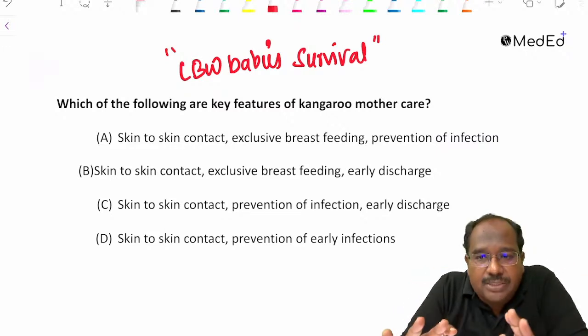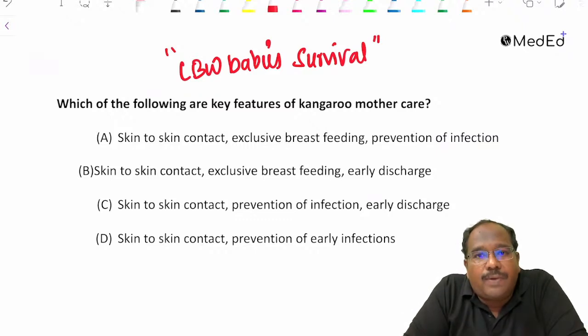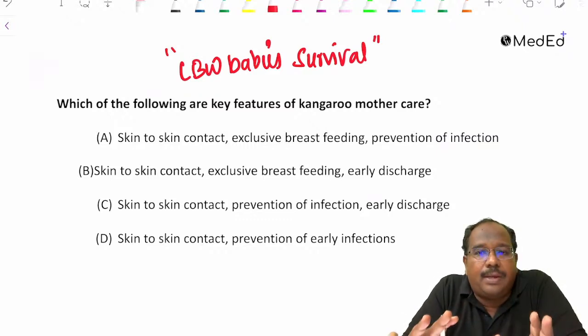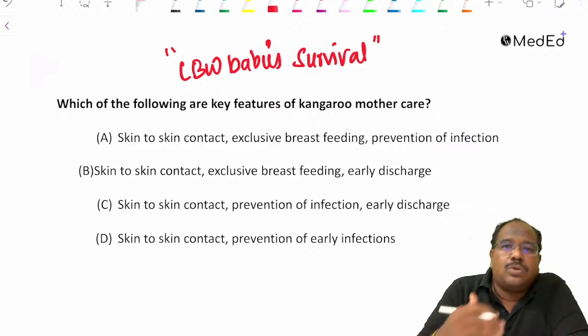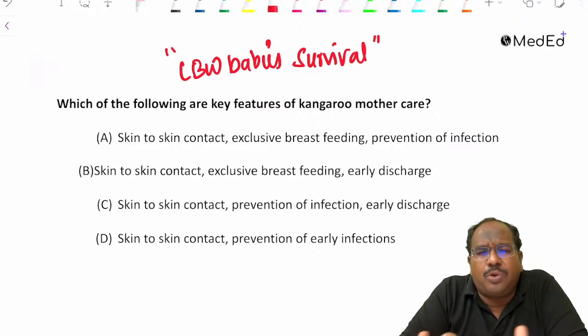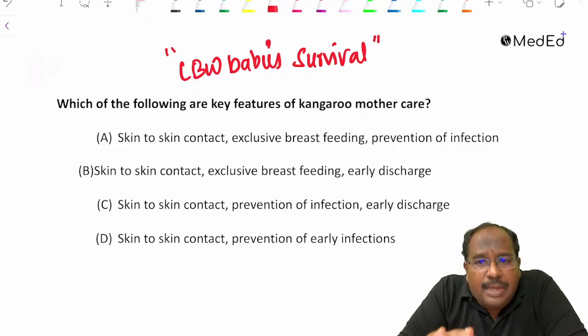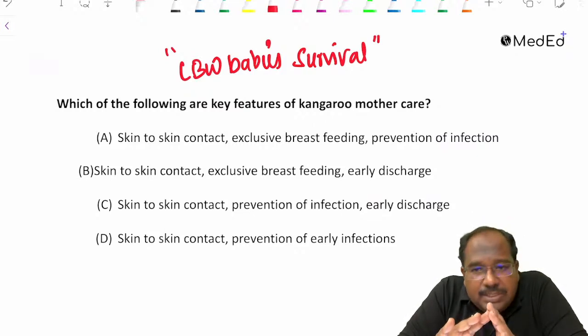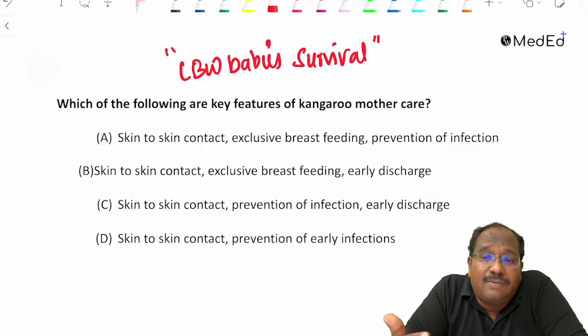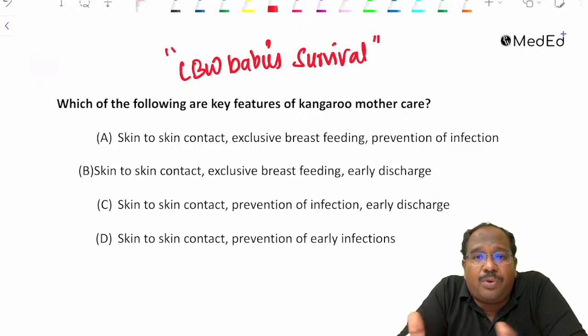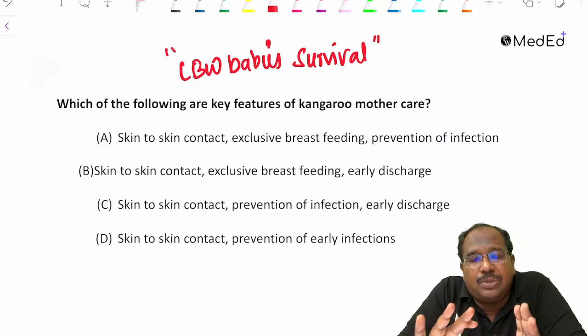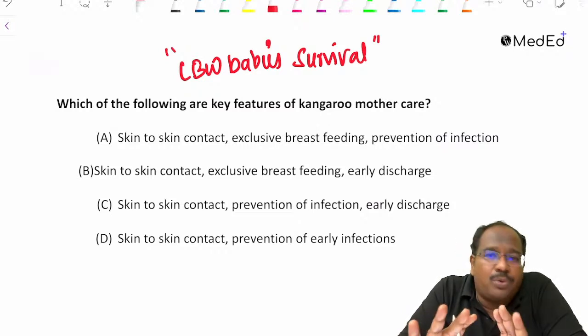Second, exclusive breastfeeding. If you do these two, automatically weight gain will be there, so they can be discharged early from the hospital. You may think, why can't we put them in the NICU? The NICU is a highly infectious area. In our countries with limited resources, we can't put all the low birth weight babies in the NICU. So this is an easy way to improve survival.